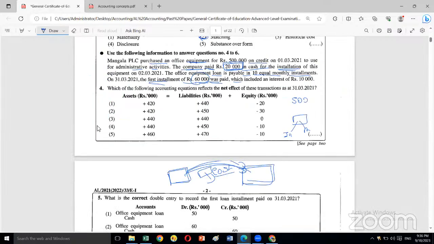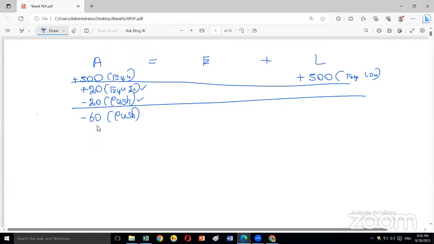After that, which includes an interest of 10,000. Baba, in that 60,000, 10,000 is interest, so how much is the actual amount? 50,000. Baba, remember, which includes an interest of 10,000. Interest is an example for what? Expenses. Expenses will reduce the equity. I am also reducing the equity by how much? 10,000. The amount you paid will reduce the cash. The interest is an example for what? Expense. Expenses will reduce the equity.